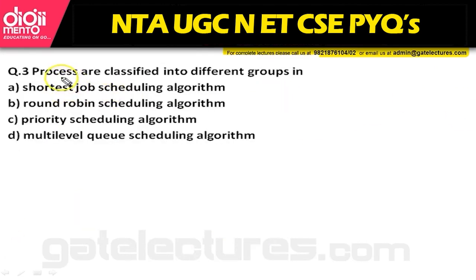So we have the next question, which says: processes are classified into different groups in which scheduling algorithm: shortest job scheduling, round robin scheduling, priority scheduling, or multi-level queue scheduling. Processes are classified, which means processes are categorized into different groups. So is it SJF? No. In SJF, we simply choose the shortest job on the basis of the CPU burst. Whichever has the shortest time, we execute it first.